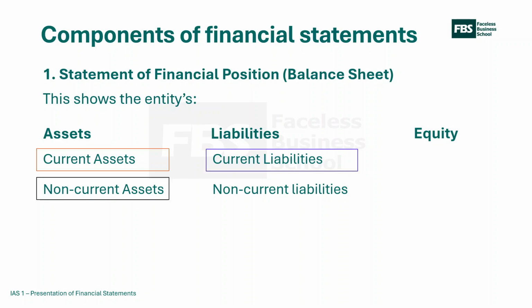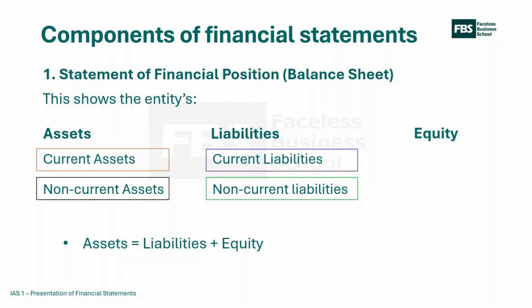Current liabilities. Current liabilities are those expected to be settled within the entity's normal operating cycle. They are held for trading. They are due to be settled within 12 months, for which the entity does not have the right at the end of the reporting period to defer settlement beyond 12 months. All other liabilities are considered non-current liabilities. The relationship between the assets, liabilities, and equity can be represented with this equation, where assets equals the liabilities plus the equity of the entity.